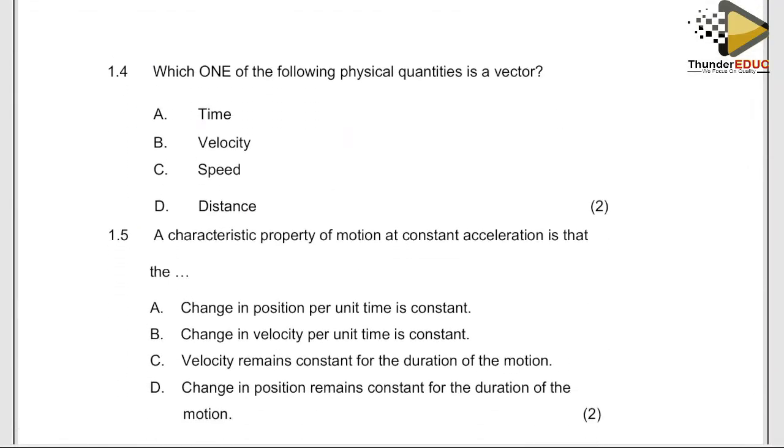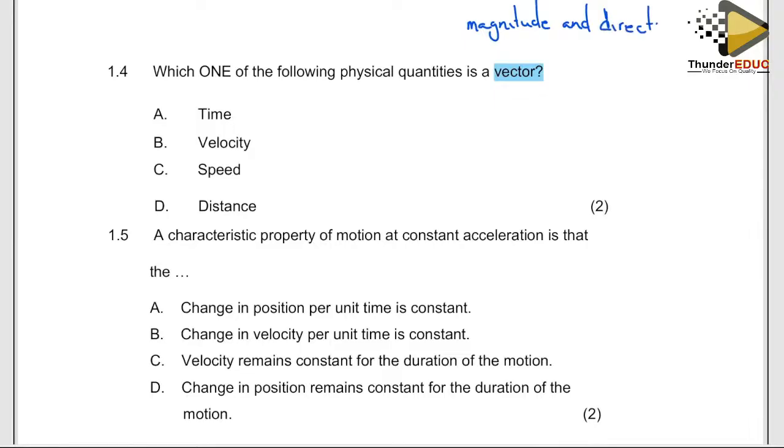It reads, which one of the following physical quantities is a vector? So we're looking for a vector. Remember, a vector is a physical quantity that has got both magnitude and direction. So a physical quantity that has got both magnitude and direction.